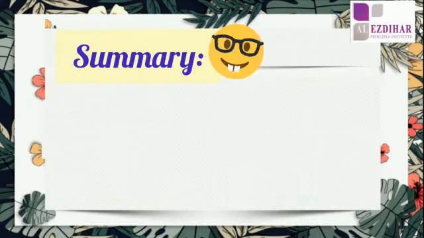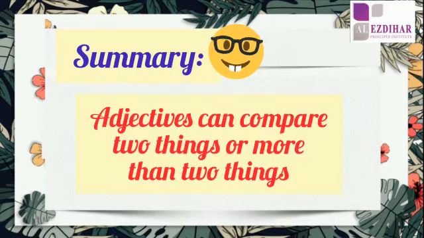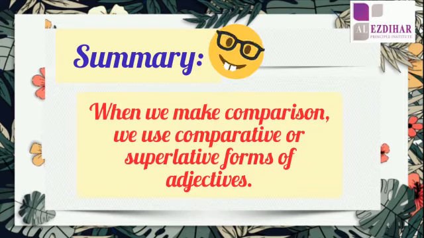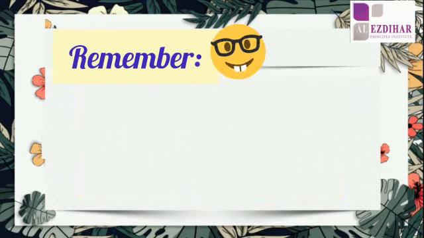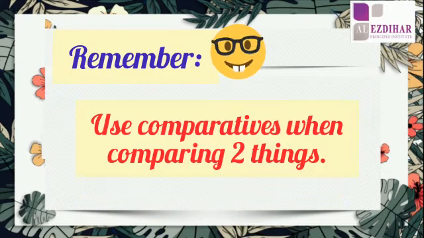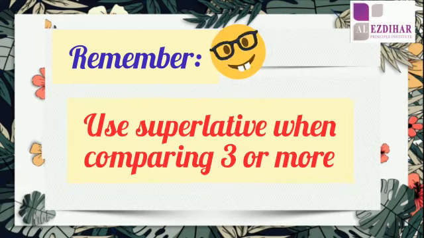Let's summarize our lesson. Adjectives can compare 2 things or more than 2 things. When we make these comparisons, we use comparative and superlative forms of adjective. Always remember that when you're comparing 2, you use comparative. When you're comparing 3 or more, you use superlative.